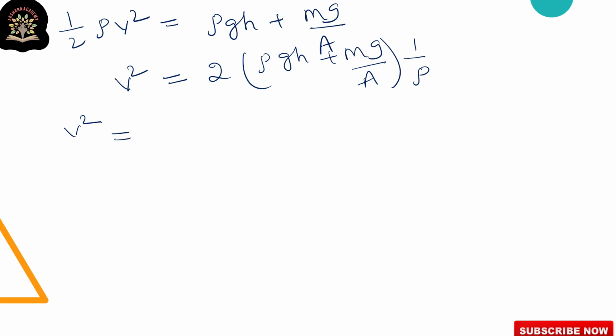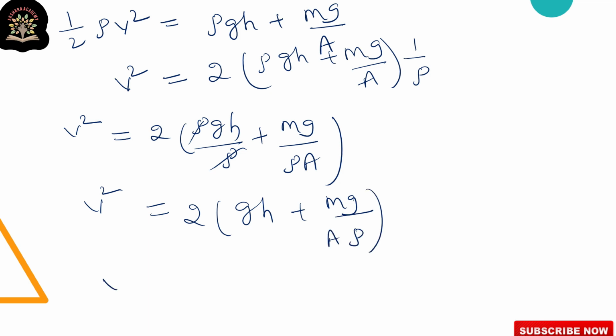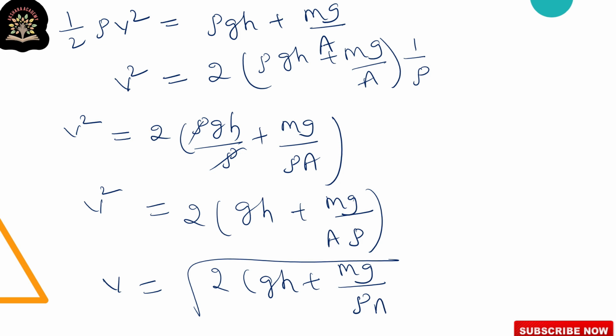So v square is equals to 2 of rho gh by rho plus mg by rho into a. Rho gets cancelled. So v square is equals to 2 of gh plus mg by a into rho. So v, speed of flow, is equals to root of 2 into gh plus mg by rho into a. This is the final answer. Okay, next we will go to the next question.